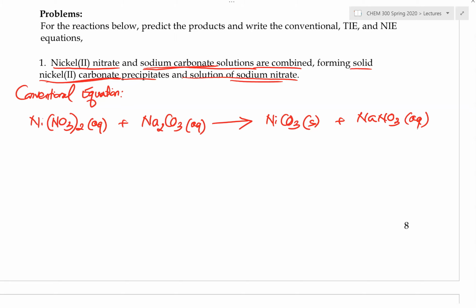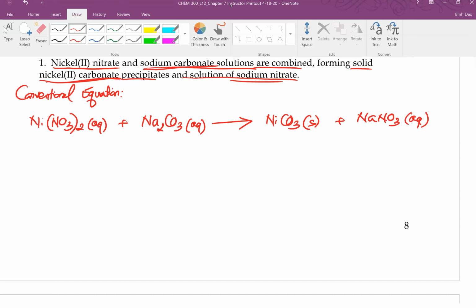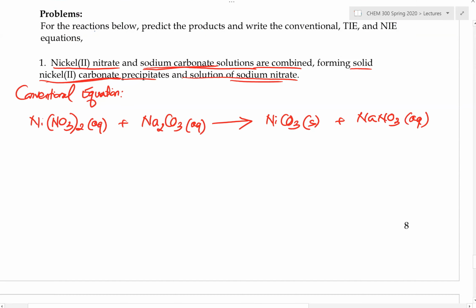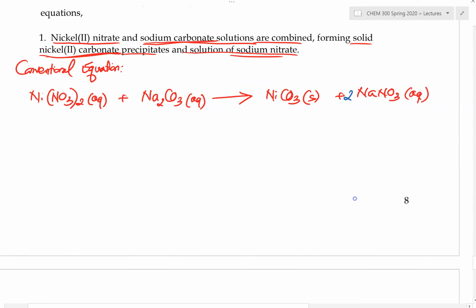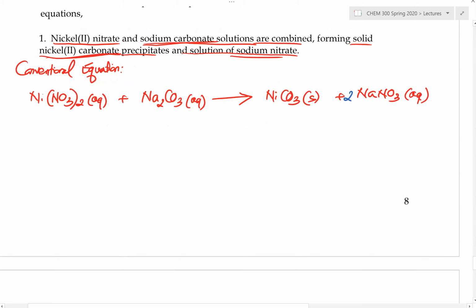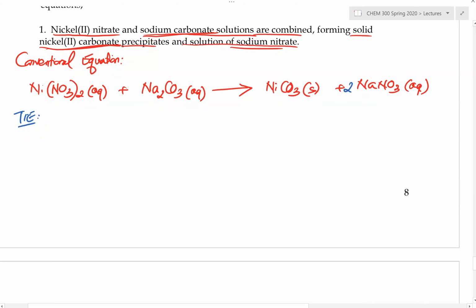And now make sure this is balanced. And this equation right now is not balanced. To balance this, we need to put 2 in front of the sodium nitrate. And now we have a balanced conventional equation. And now the second step, write in our TIE. So here we're going to learn to write both TIE and NIE. Right now, I can be writing the NIE without even writing the TIE. But again, we want to practice writing TIE and NIE all together.